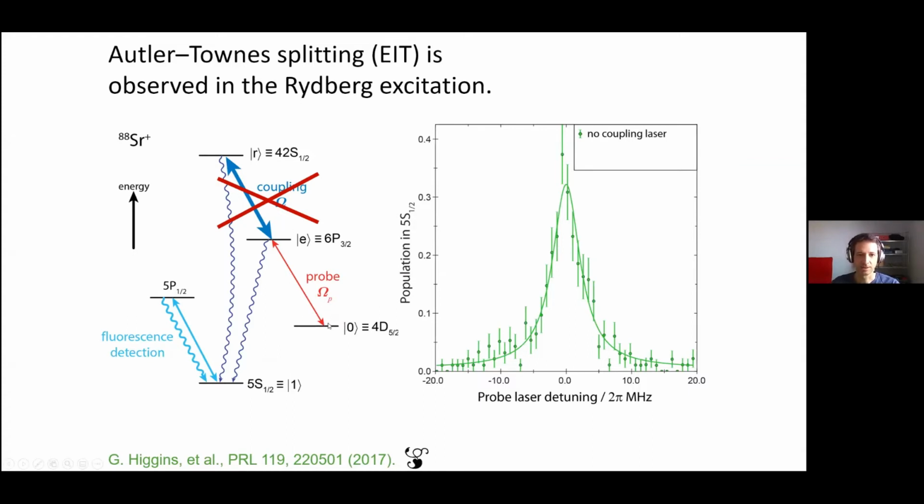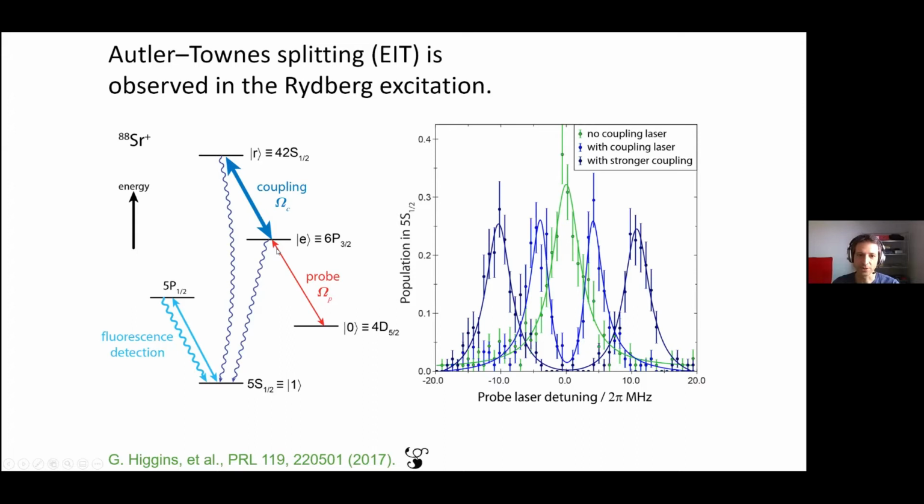The initial experiment that we then did, we started in this 485 initial state. We excited first just to the intermediate state with the first 243 nanometer laser and looked at the spectrum here. So without any coupling laser, without a second laser, we just see the resonance line of this transition. If we now switch on the upper, second laser, and make that very, very strong, we see that we get dressed states between these two levels.